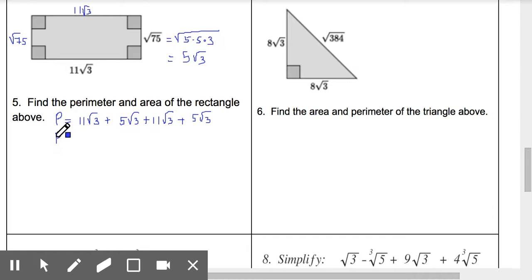Okay, so the perimeter is the sum of all the sides. Because the sides all have the same index and the same radicand, then we just combine all of them. So we'll have 11 plus 5 is 16, plus 11 plus 5, another 16. That's going to be 32 square root of 3.